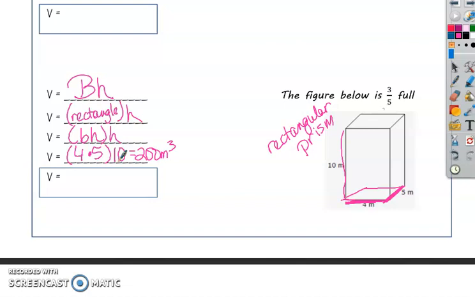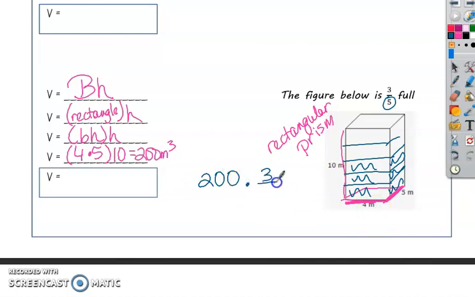Now, when it says it's 3/5 full, that means I can break this up into 5 parts. 1, 2, 3, 4, 5. This is how much is shaded, 3/5. So if you think about it, when I break it into 5 parts, I have this 200 here, and I multiply by 3/5. Now, why do I do that? Because I divide by 5. I'm literally dividing 1, 2, 3, 4, 5. And then I multiply by 3 because I have 3 of the parts. Okay? So I multiply by 3/5.